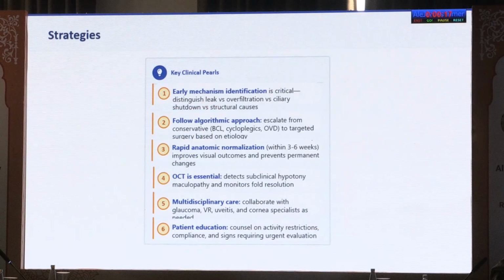The strategies would be to identify first, have an algorithmic approach, conservative management, less traumatic management first, watch for anatomic normalization fast, use a multidisciplinary approach. So you need a glaucoma surgeon, probably a corneal surgeon, and a VR surgeon and uveitis specialist all on board for this.